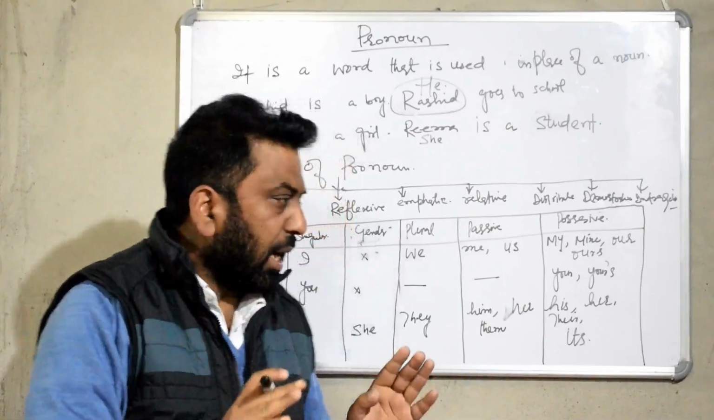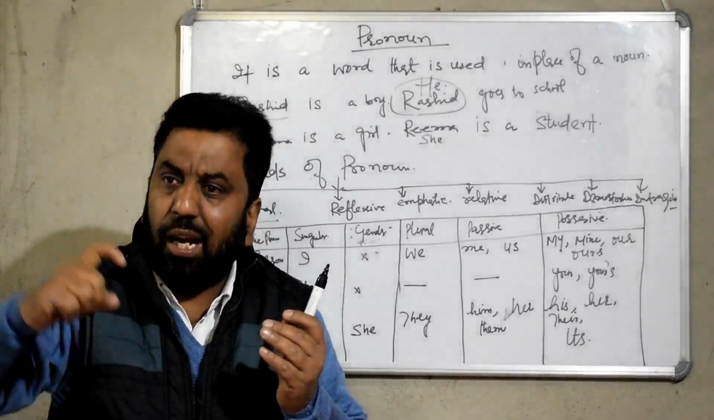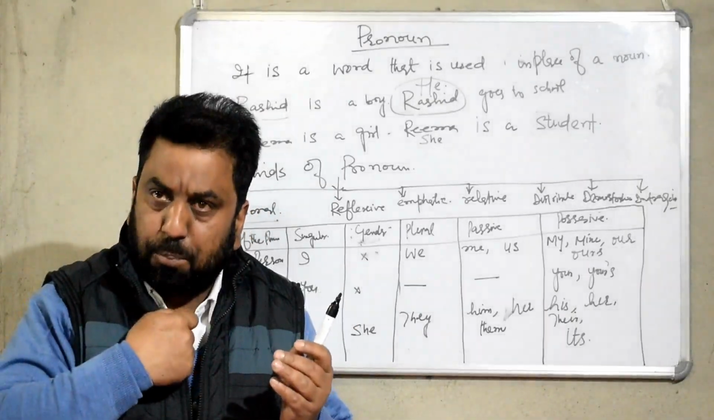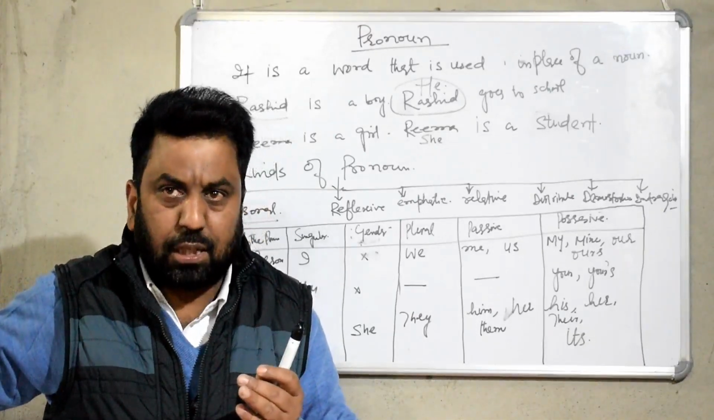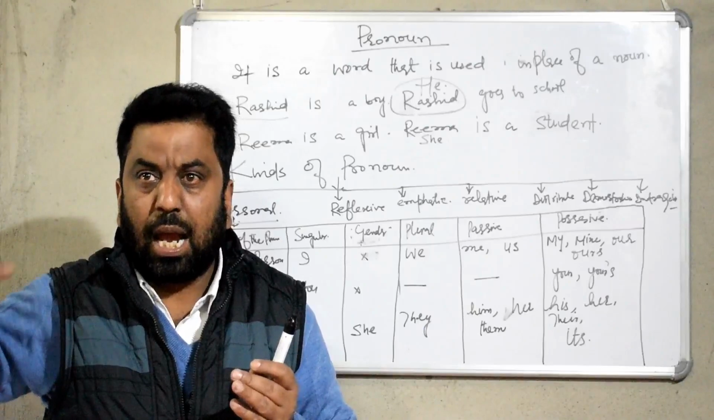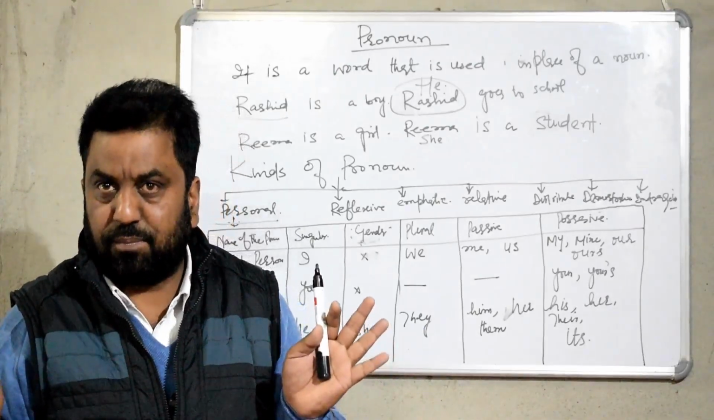And then it is the third person. I say he is a boy. I am the speaker and somebody is the listener. I tell him about the person who is not present, and I say he is a boy. So this he is a third person.